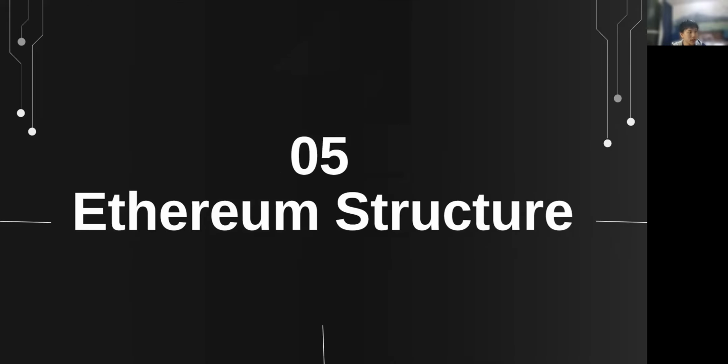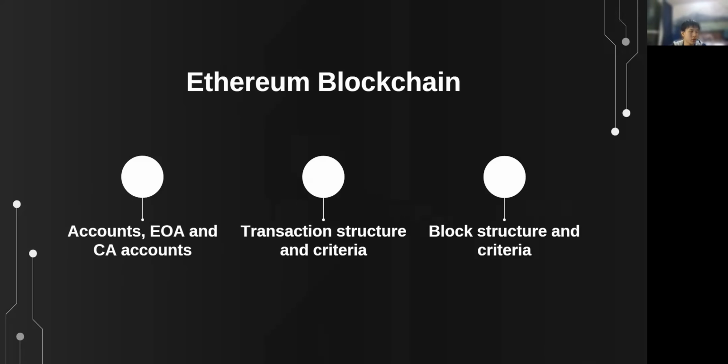So next we can talk a little bit about Ethereum structure. Bitcoin transactions use UTXOs and stuff like that. Ethereum transactions use smart contracts and the concept of accounts. Let's talk about accounts. We talked a little bit about smart contracts already, but let's talk about accounts. There are two types of accounts.